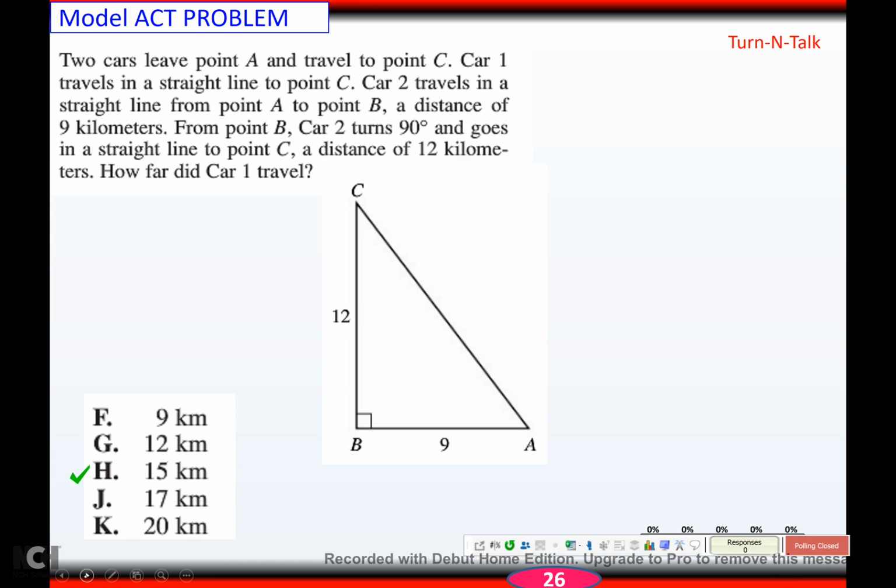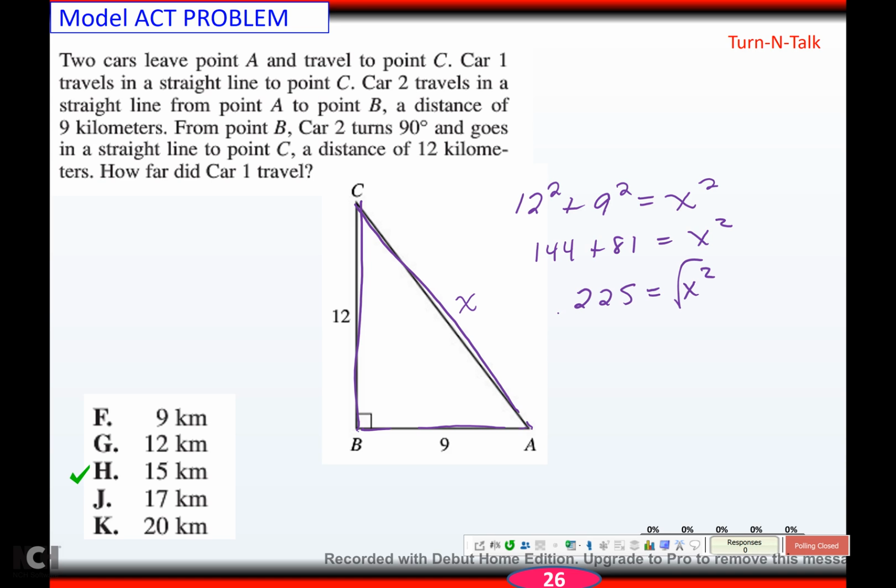Okay, it says two cars leave point A and travel to point C. Car A travels in a straight line. Car B goes this way 9 units and then makes a 90-degree angle and goes up 12 units. How far did car 1 travel? So they're asking for the hypotenuse. So 12 squared plus 9 squared equals x squared. That's 144 plus 81 equals x squared. That's 225 equals x squared, square root, and x equals 15. Okay?